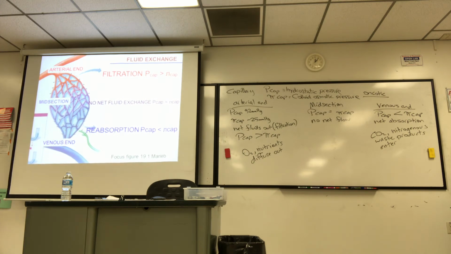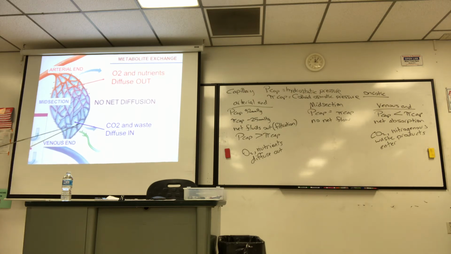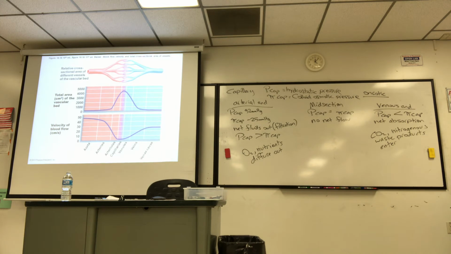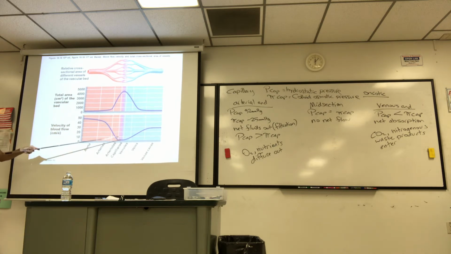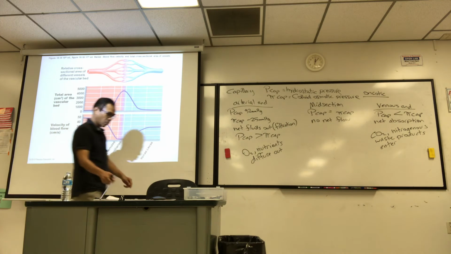And don't forget about the other things that are exchanged. The metabolic exchange: O2 and nutrients diffuse out, CO2 and waste diffuse in. That's basically it. The other thing about capillary exchange that's shown here is that they have the most cross-sectional area. So this is an inverse curve to that one. So let's explore what's going on there.